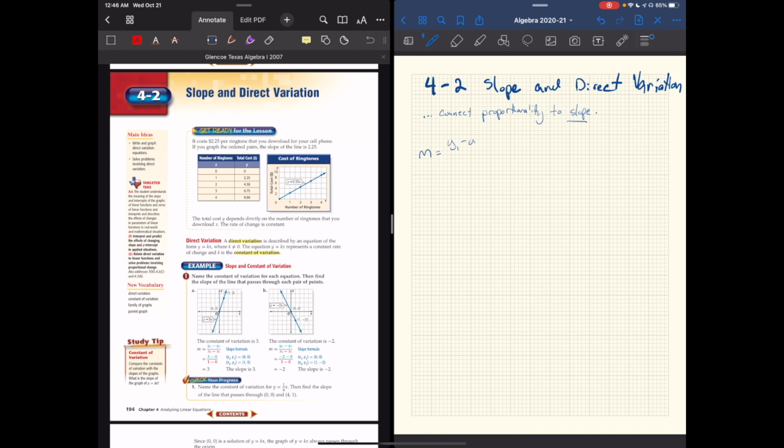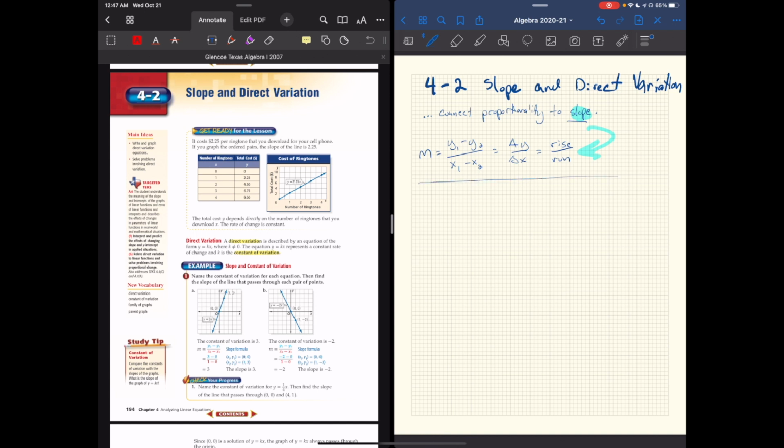It corresponds to this formula, y1 minus y2 over x1 minus x2, which we have also called, of course, delta y over delta x, also known as rise over run. And so all of this is what we mean when we say slope. Today we want to look at a particular way that slope comes up in proportional linear functions. You will recall from the previous chapter that proportional linear functions are those that pass through the origin.